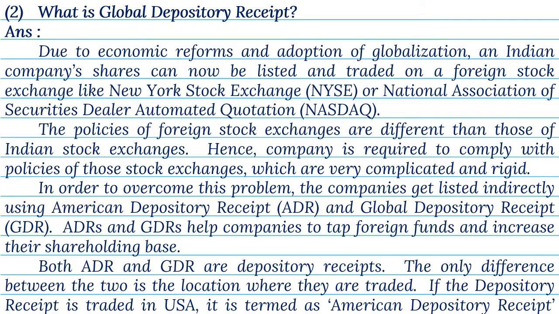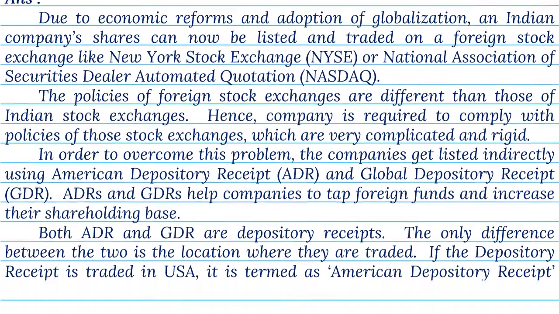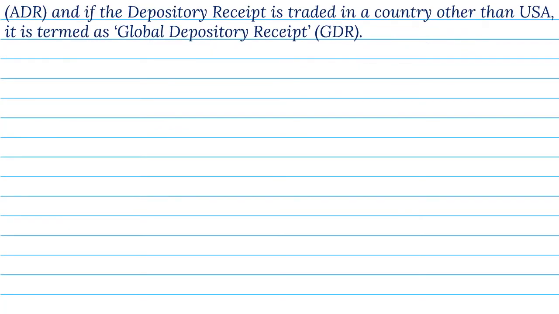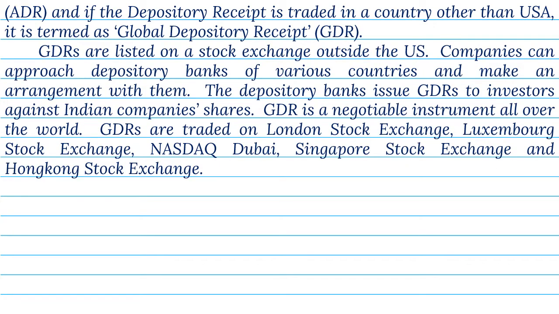Both ADR and GDR are depository receipts. The only difference between the two is the location where they are traded. If the depository receipt is traded in USA, it is termed as American Depository Receipt (ADR), and if the depository receipt is traded in a country other than USA, it is termed as Global Depository Receipt (GDR). GDRs are listed on a stock exchange outside the US.